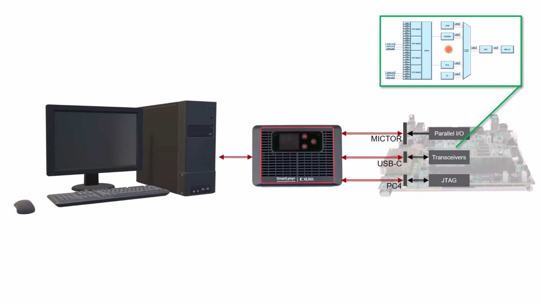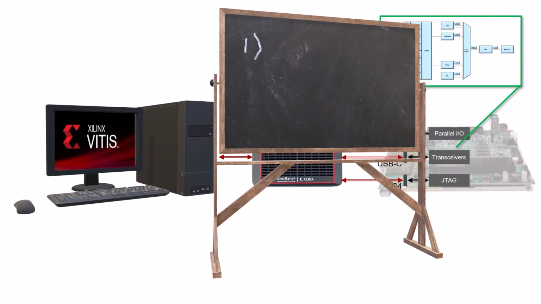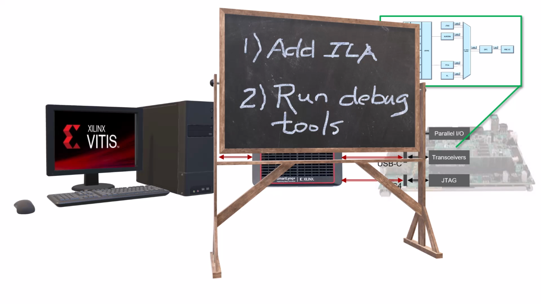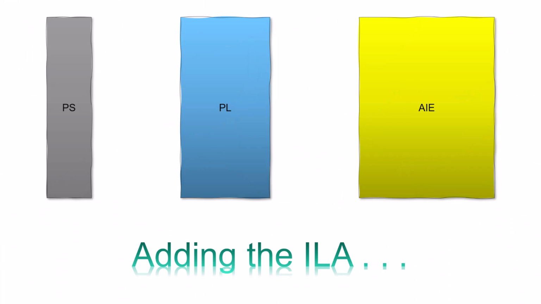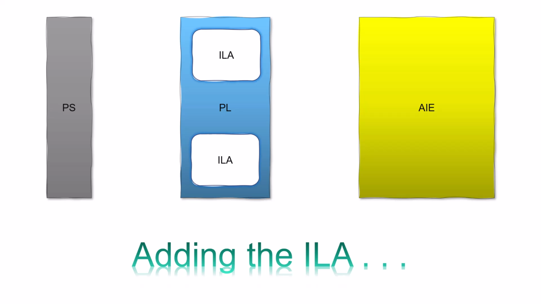So now that we've discussed the new high-speed debug port and the SmartLink Plus cable, it's time to discuss the tools. Two aspects of the tools, that is, adding the ILA into your Versal design and running the debug tools. As you're probably aware, the Integrated Logic Analyzer is implemented in the PL domain. Adding the ILA effectively means instantiating one or more ILAs into the PL portion of the hardware design.